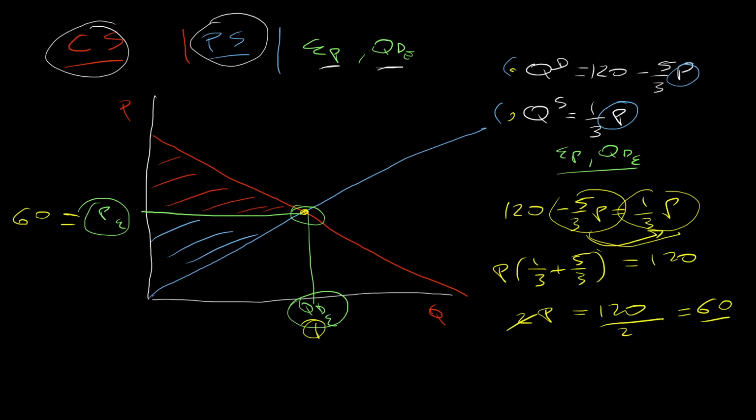So let's do that then. Let's use the bottom one, which is much simpler. The quantity in equilibrium is equal to 1/3, and then we just use the other value that we just found, times 60. So 60 divided by 3 is equal to 20. So this is equal to 20. Now we have the price in equilibrium and we have the quantity in equilibrium.